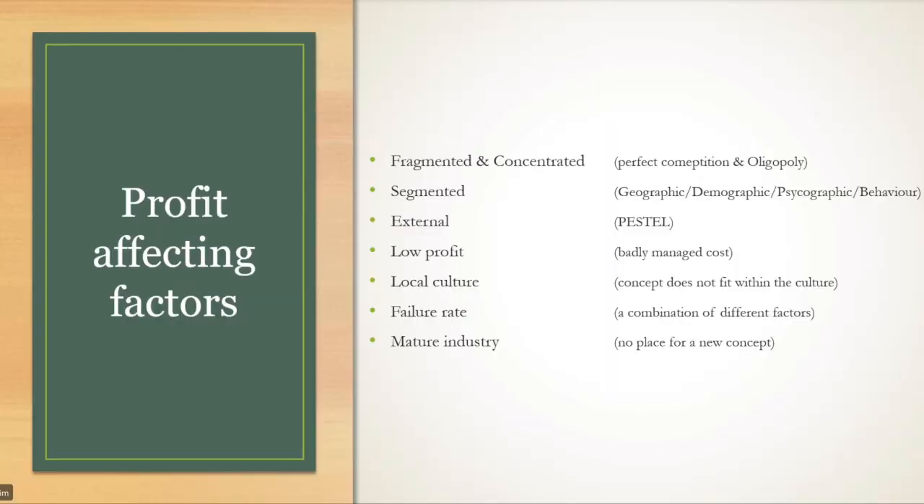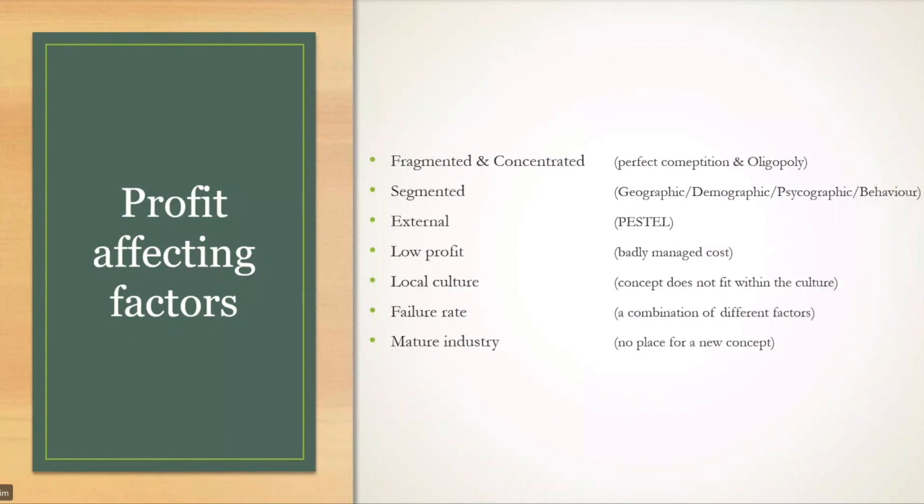So, profit affecting factors. What we have is a fragmented and concentrated market, so perfect competition and oligopoly, which you also revised for microeconomics, I think. Then segmentation is geographic, demographic, psychographic, and behavioral. We also looked at marketing. This depends on how you market, how you are placed, and what you do in terms of product. If you do this wrong, it can affect your profit negatively or positively. And of course, externally, the PESTLE analysis, political and so on, is important because it has an effect. We can't really influence that, as we've seen.